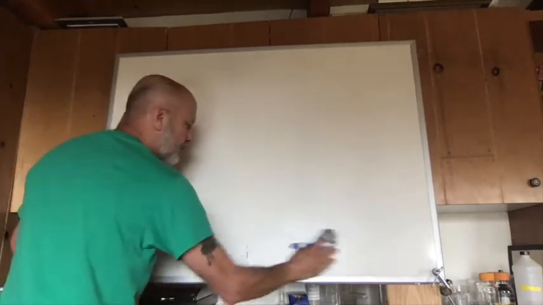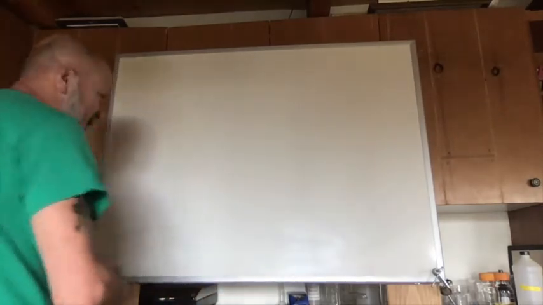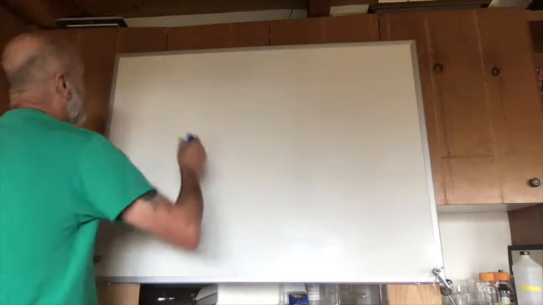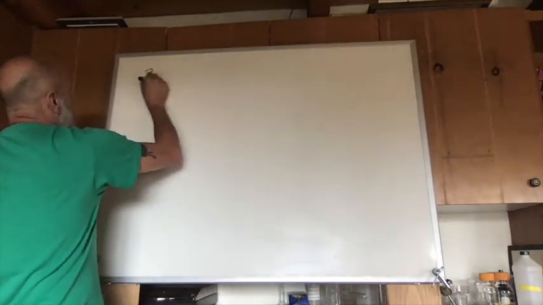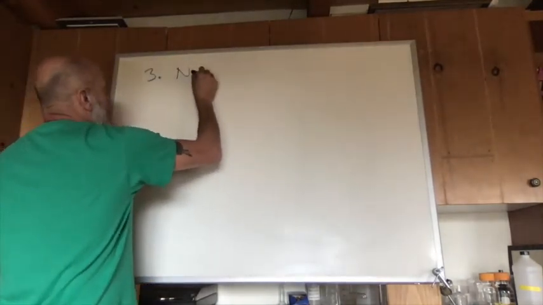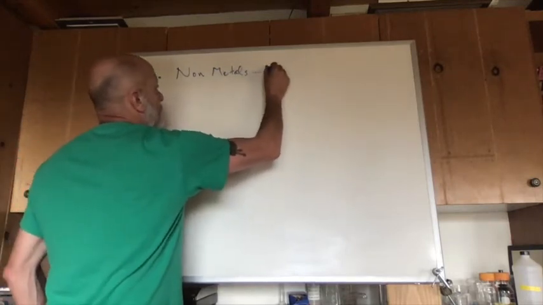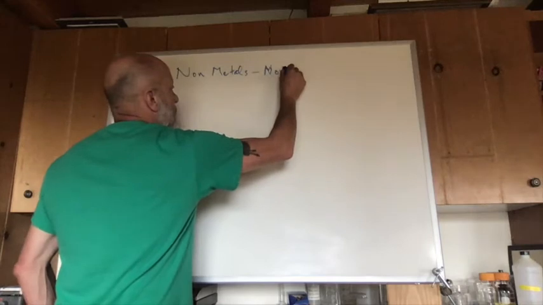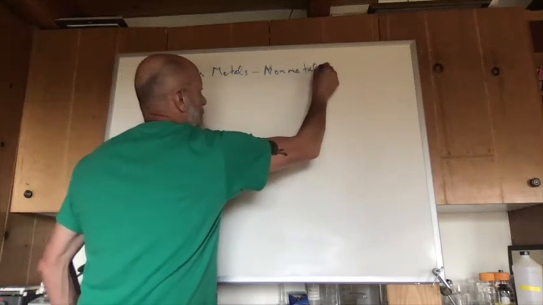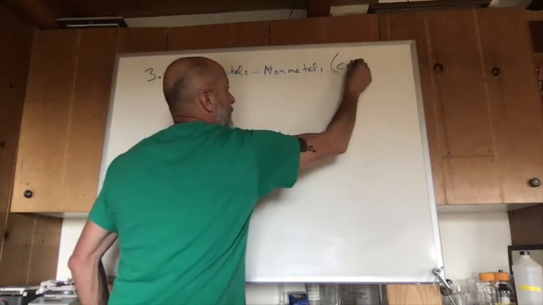And later on in the course, we'll get into all the whys of this. For right now, let's just know the rules. Rule 3, nonmetals bonded to nonmetals. Whoops. Covalent bonds.